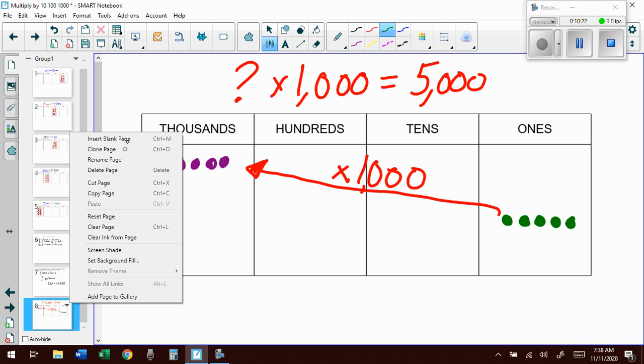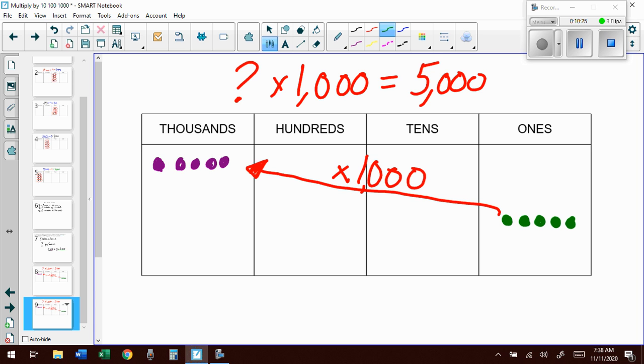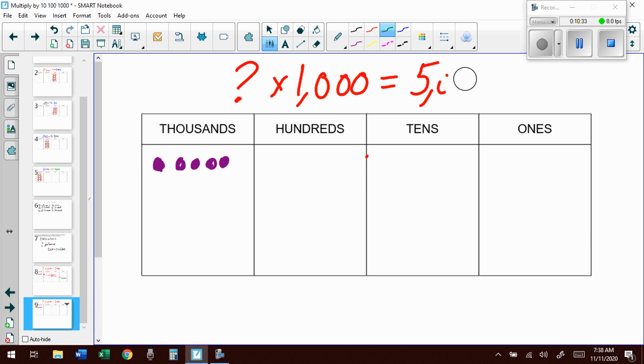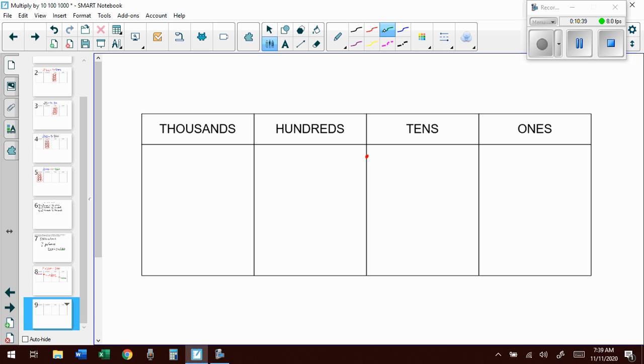We're going to take out what we've done. We're going to go back to what we know. We know that there were 5,000 people in the audience. And we know that if you take 5 times 1,000, if I had 5 here, if I took that times 1,000, I would get to 5,000.